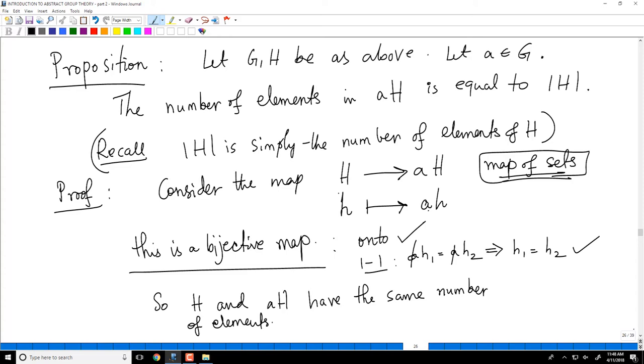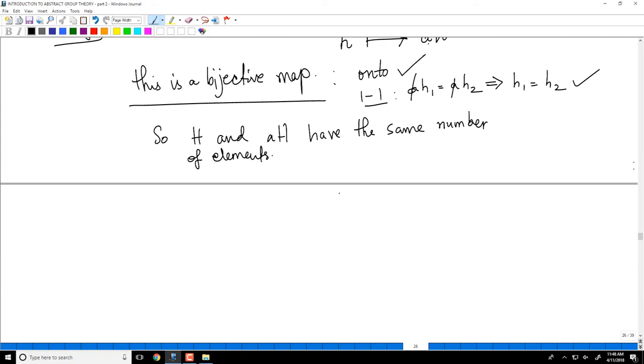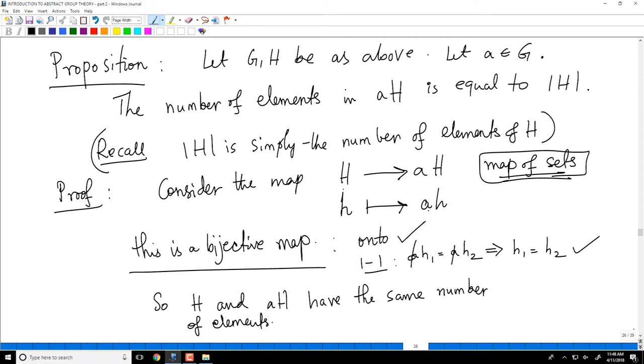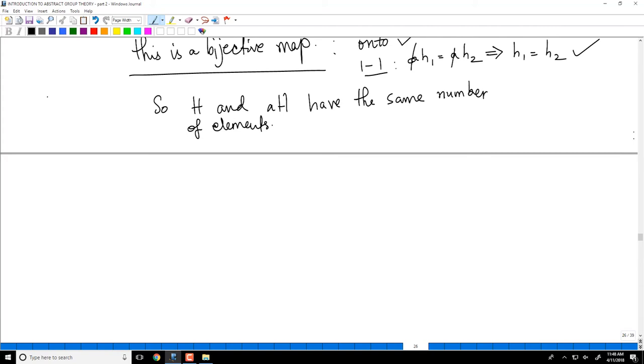Now, one thing that I should mention here, I should have been careful when I stated the proposition. I'm going to assume that G is a finite group, because this is useful only in this situation, though it is also true in general. G is a finite group, so G has only finitely many elements. In particular, H has only finitely many elements, because H is a subgroup of G. So this proves the proposition. The proposition is proved now.